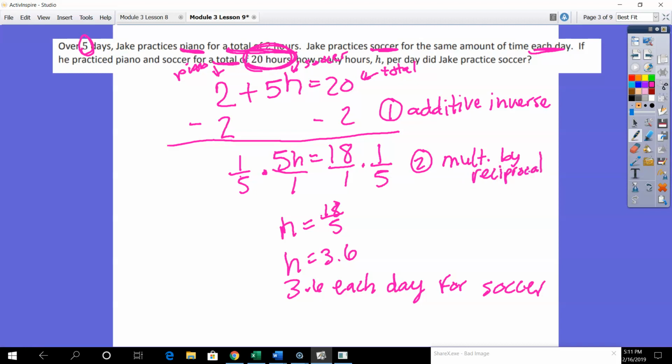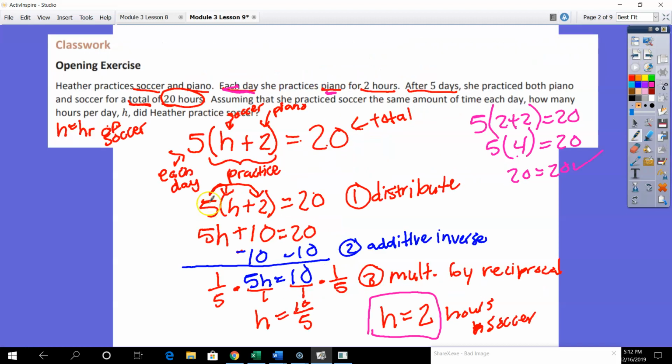Okay. So depending on how our situation starts, might change our steps a little bit. We still have the additive inverse and the multiply by the reciprocal. However, we may have to do things like distribute or combine like terms first. And then does it affect the answer? Yes, because now this 2, the amount of piano time, is less. It's not being multiplied by the 5 like it was here. This time we were multiplying 5 times h and getting 5h and 5 times 2. But if you forget to do that part, then you would end up with the same answer.